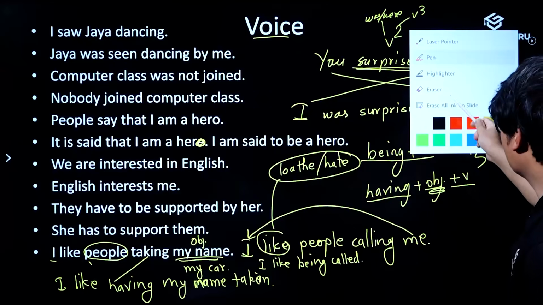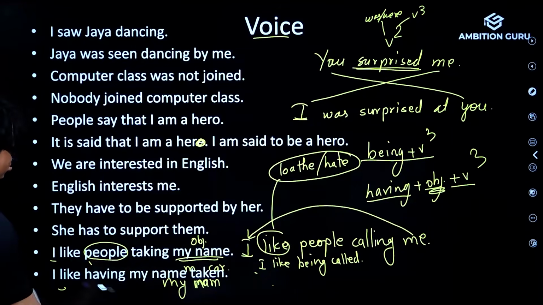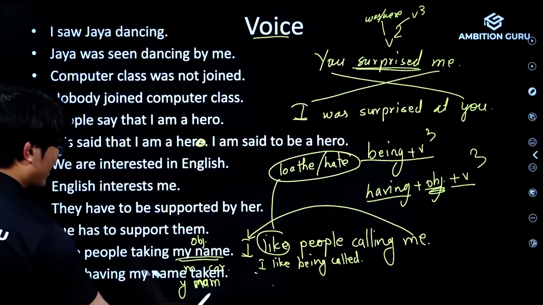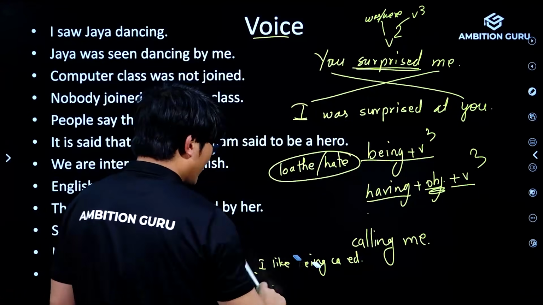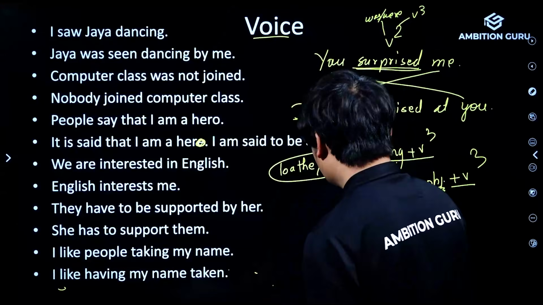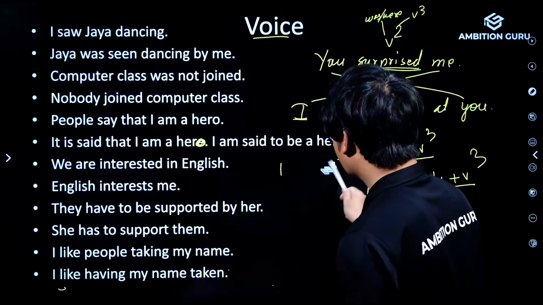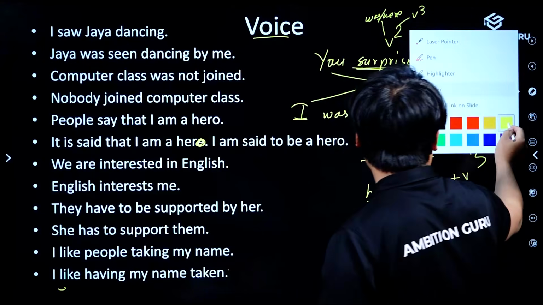So the questions. Let me erase this and let me write that answer. So the answer is I like having my name taken. You got it. What's the difference between being taken and having an object taken? So don't be in confusion.